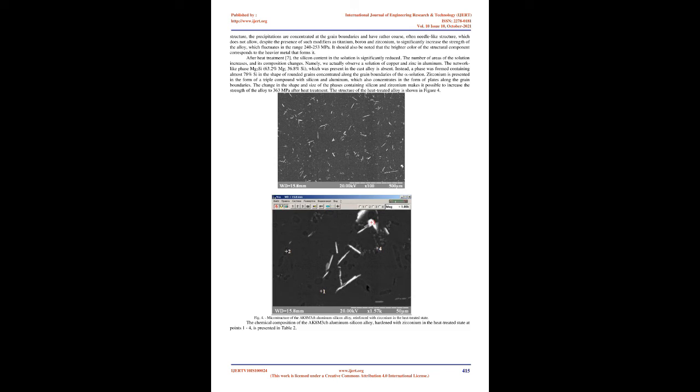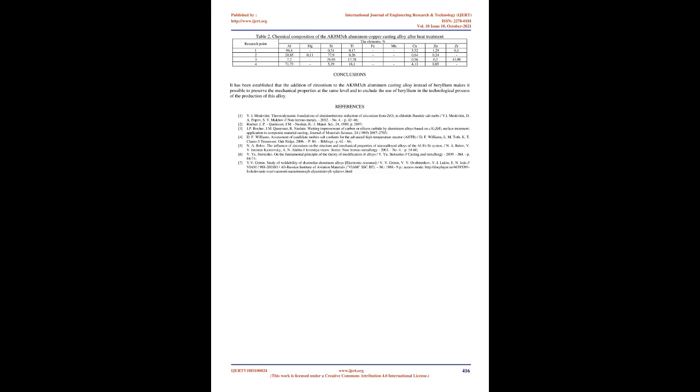The microstructure of the cast alloy is a solution of copper, silicon, and zinc in aluminum. Along the grain boundaries, there is a network of Mg2Si phase and phases containing zirconium, iron, copper, boron, and titanium. Despite the fine-grained structure, the precipitations are concentrated at the grain boundaries and have a rather coarse, often needle-like structure, which does not allow, despite the presence of such modifiers as titanium, boron, and zirconium, to significantly increase the strength of the alloy, which fluctuates in the range 240 to 253 MPa.